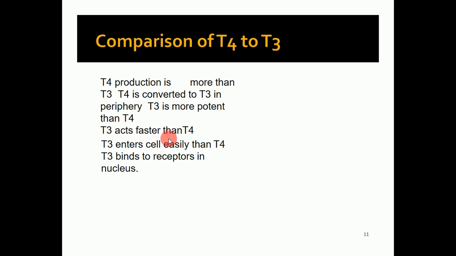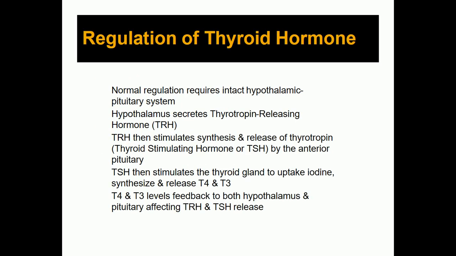T3 acts faster than T4. T3 enters the cell more easily than T4, and T3 binds to the receptor in the nucleus. As I have already discussed the basic mechanism of how this hormone is secreted from the thyroid gland and then binds with particular receptors. Now another question is how thyroid hormone is regulated, and how it maintains its activity throughout the body.